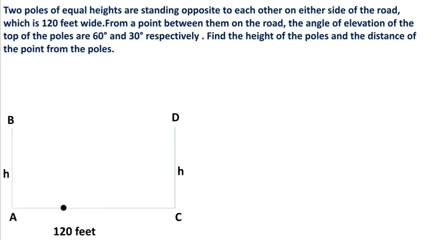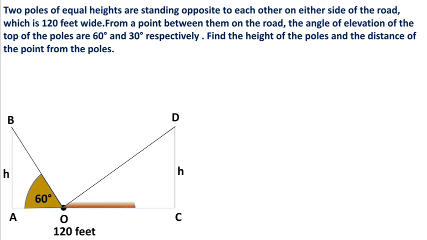Consider a point between AC, not exactly the middle, because the angles are different here. So consider O to be the point. From this O, we are observing the top of the two poles. That means join OB and OD. So join OB. This becomes the line of sight, and here we get the angle as 60 degrees. And now join O and D. Here we get the angle as 30 degrees.